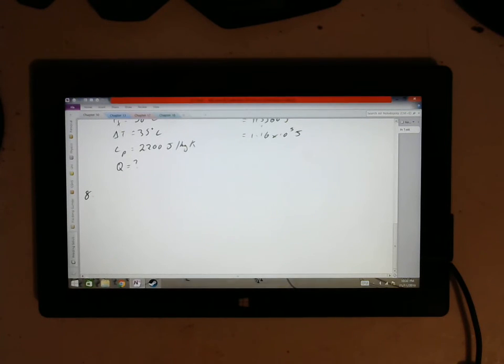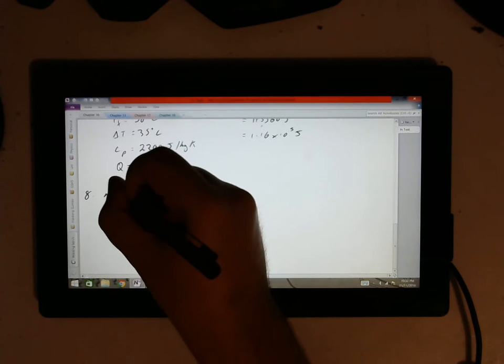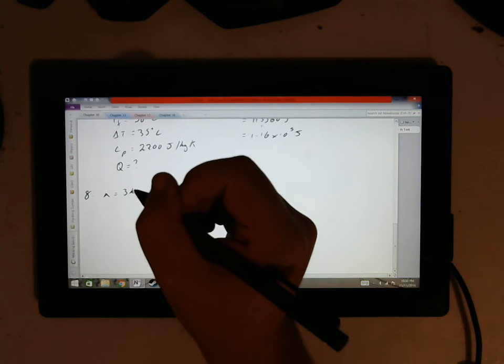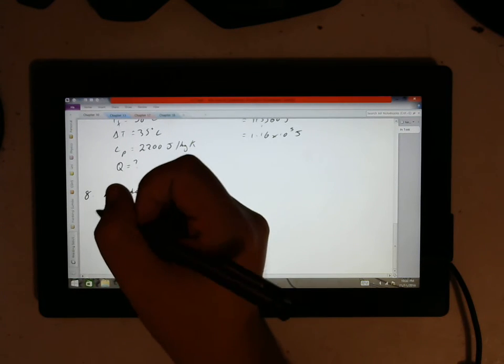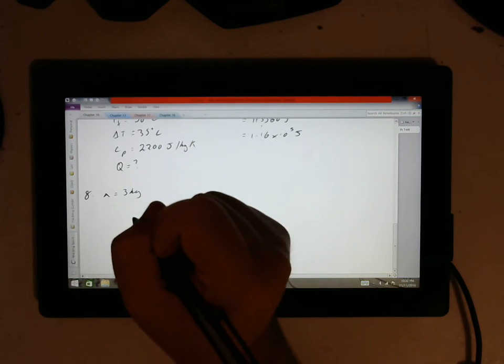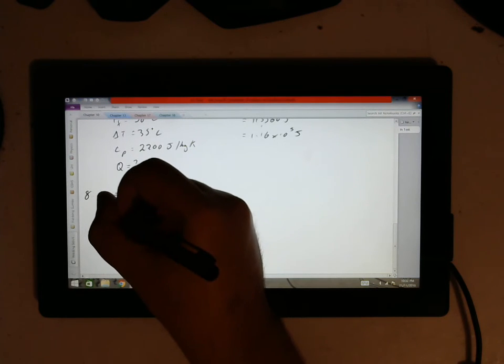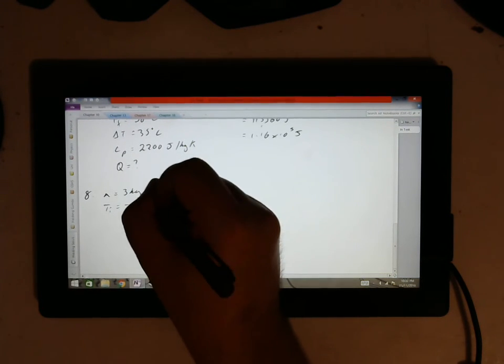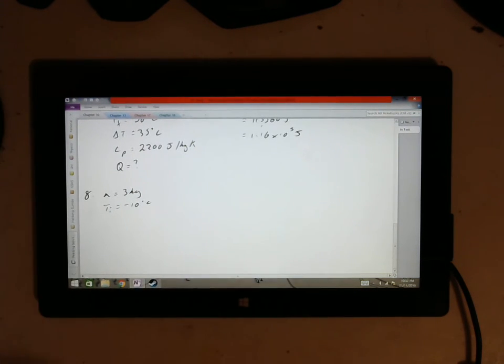Okay, how much heat could be absorbed by a 3 kilogram block of ice at negative 10 degrees before it reaches its melting point? So we need to think about a similar sort of idea. We're asking about heat, so we want a Q. We've been given a mass, let's write that down. M equals 3 kilograms. We're told that it's a block of ice at negative 10 degrees, so Ti equals negative 10 degrees Celsius before it reaches its melting point.